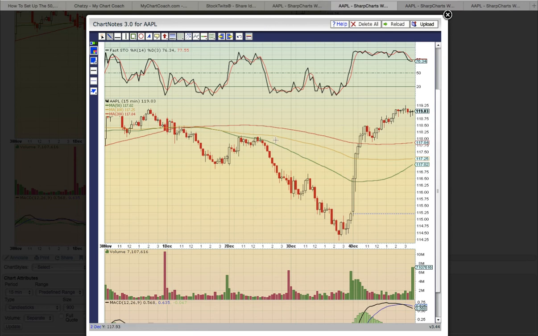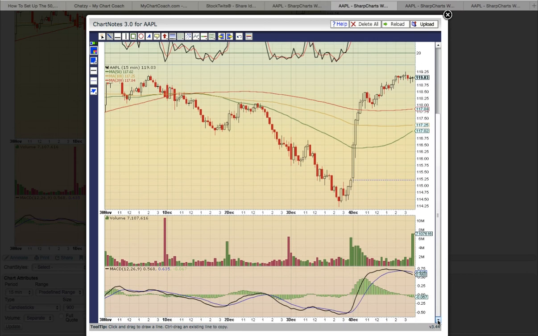Take a look at the 50-day moving average. Notice how it was going down, and now it's hooking up. So it's set up to cross the 100-day moving average, and then keep an eye out for a golden cross over the 200-day moving average. That would signal that the chart is strengthening. Couple of things to keep an eye out on.